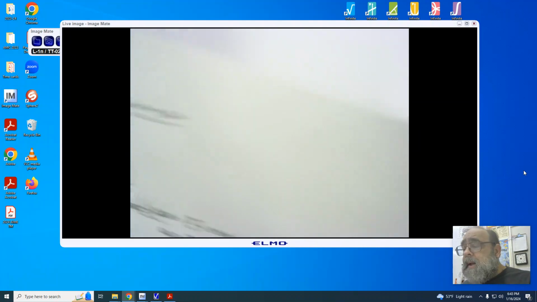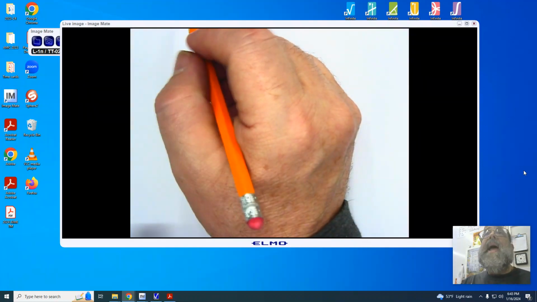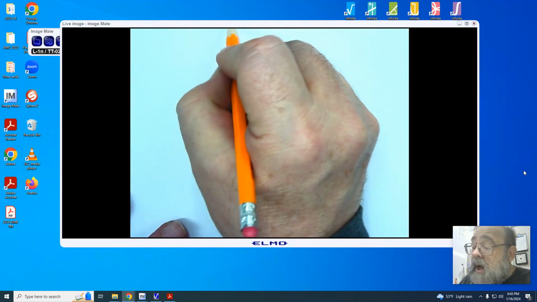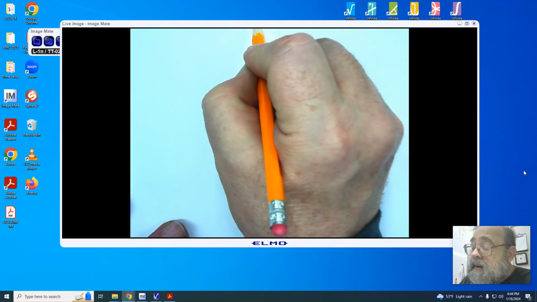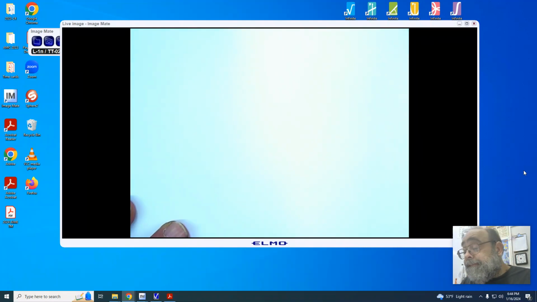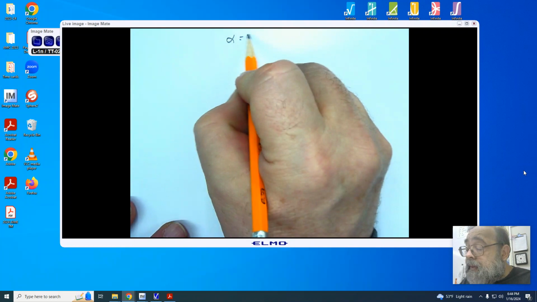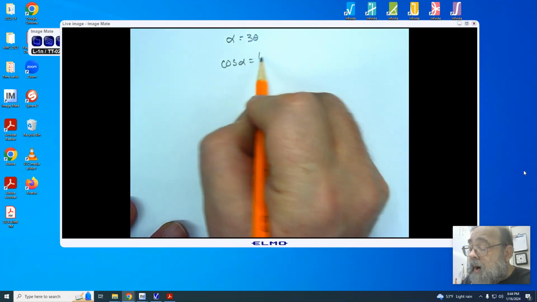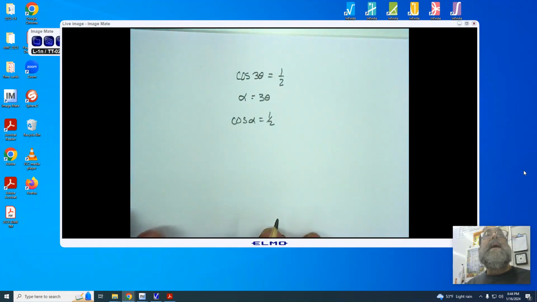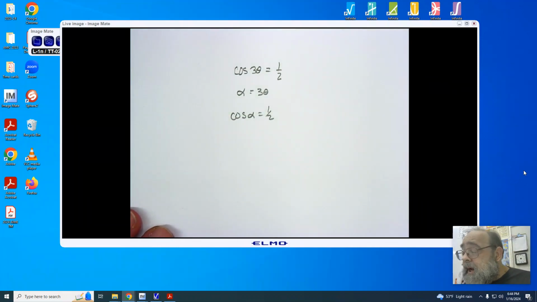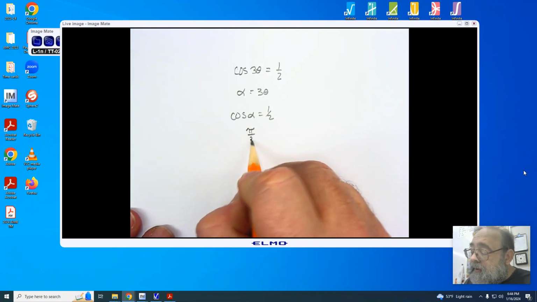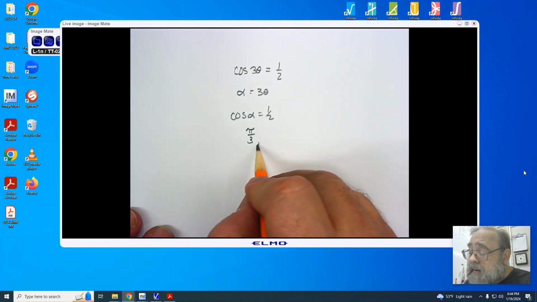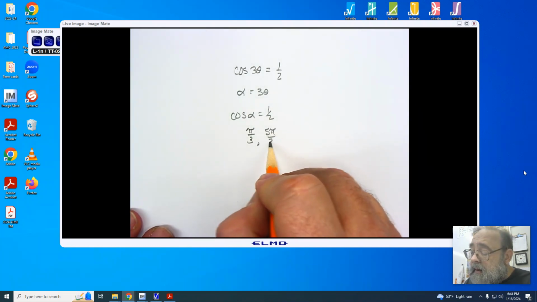Let's take another one. This time, look at the cosine of 3 theta is equal to 1/2. Alrighty, we're going to let alpha equal 3 theta. We're then going to look at the cosine of alpha equals 1/2. Our reference angle is pi over 3. So we have pi over 3 in the first quadrant, but cosine is also positive in the fourth quadrant, and that's 5 pi over 3.